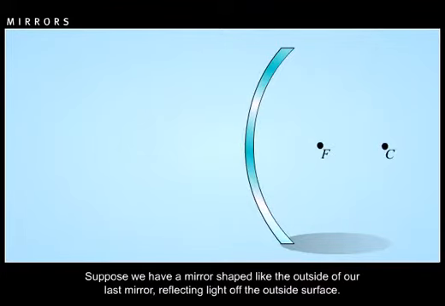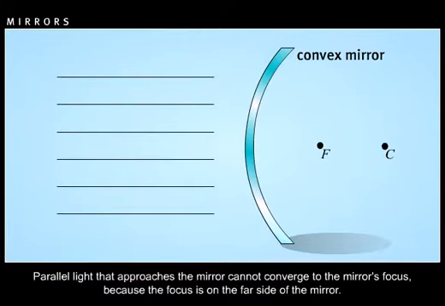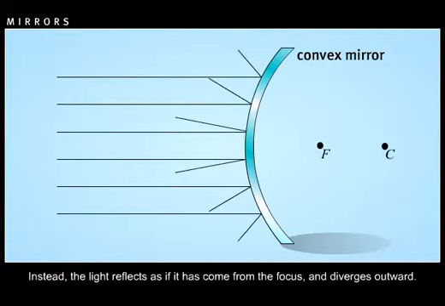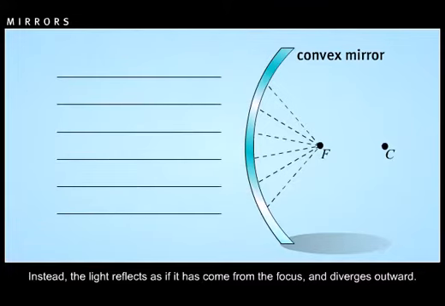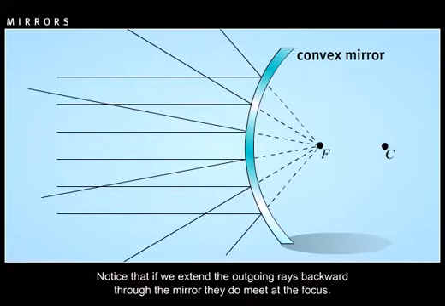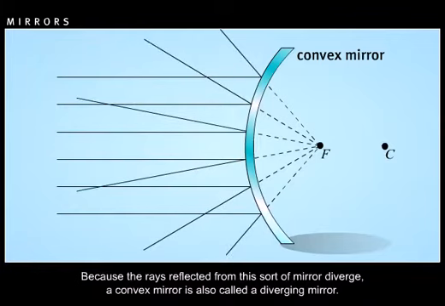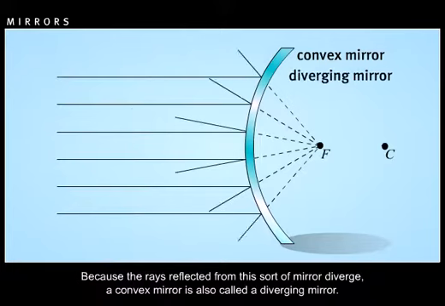Suppose we have a mirror shaped like the outside of our last mirror, reflecting light off the outside surface. Such a mirror is known as a convex mirror. Parallel light that approaches the mirror cannot converge to the mirror's focus, because the focus is on the far side of the mirror. Instead, the light reflects as if it has come from the focus and diverges outward. Notice that if we extend the outgoing rays backward through the mirror, they do meet at the focus. Because the rays reflected from this sort of mirror diverge, a convex mirror is also called a diverging mirror.